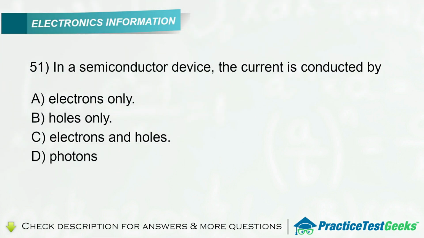Question 51. In a semiconductor device, the current is conducted by A. Electrons only, B. Holes only, C. Electrons and holes, D. Photons.